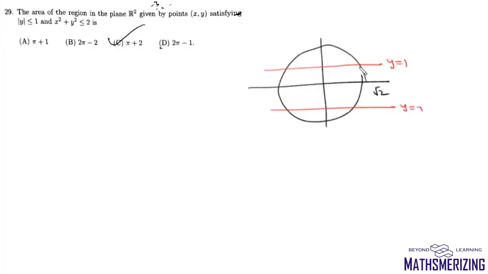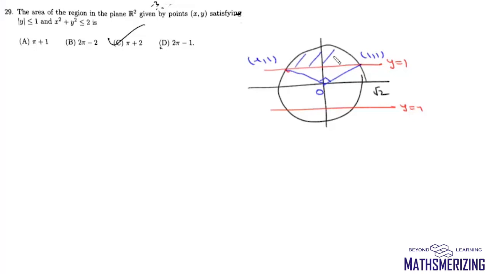So first what we'll do is we'll find this point of intersection. We'll put y is 1, we'll get x is 1. So this point is (1, 1) and this point here will be (-1, 1). Now this is the origin. This angle will be 45, this angle here will also be 45, so this angle is 90 degrees.